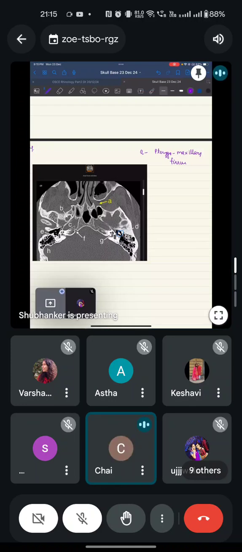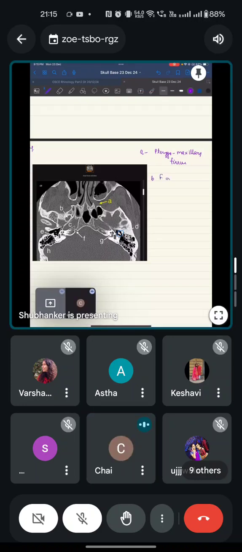Foramen ovale. Very good. Foramen ovale, we all know what passes through it. I'll again tell you one thing: in all the exams of our OSCE pattern, there is definitely one question always asked from your skull base foramina. And every time it happens, they might give you an easier shot.